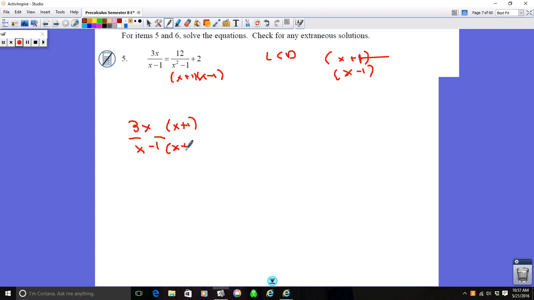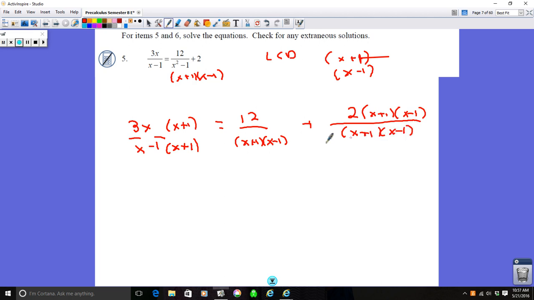And what you do to the bottom, you have to do to the top. We already have that x plus 1, x minus 1 in the bottom. And then we have a 2 that needs both the x plus 1 and the x minus 1. Since all the denominators are the same, you drop them essentially, and you have 3x times x plus 1 equaling 12 plus 2 times x plus 1 times x minus 1. And actually this is a case where it's easier to multiply those out and get your x squared minus 1, because we have to distribute.